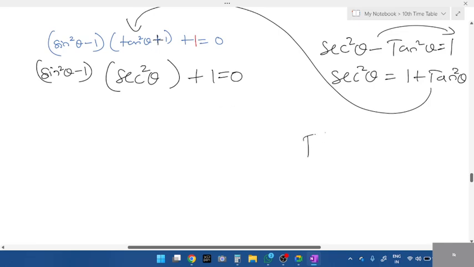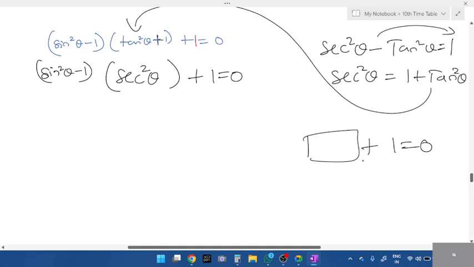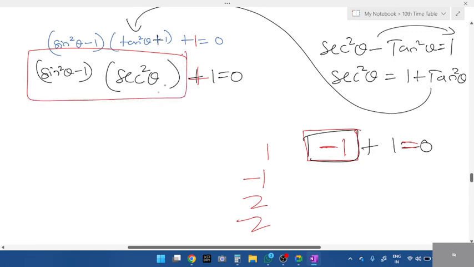Now I'll ask you all a question. What plus 1 gives 0? Tell me what number I should put here so that I get 0. Should I put 1, minus 1, 2, minus 2? What should I put? Very good. Minus 1 plus 1 becomes 0, which means this plus 1 is as it is. This entire thing you have to convert into minus 1.